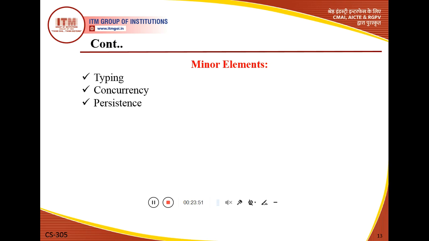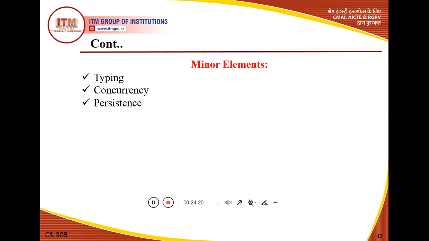The second type of minor element is concurrency. Concurrency is the property that distinguishes an active object from one that is not active. If we want to execute some parallel processes, we use the concept of concurrency, like in the form of multitasking.